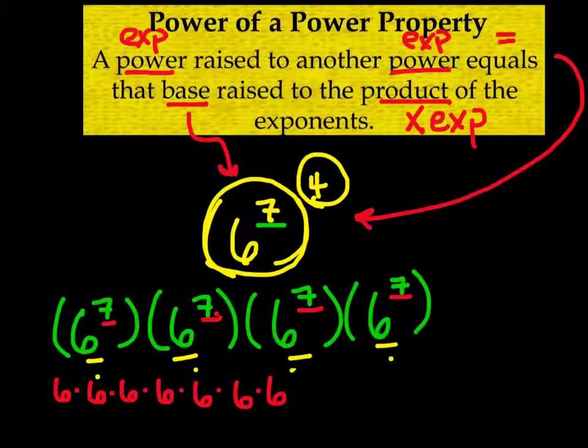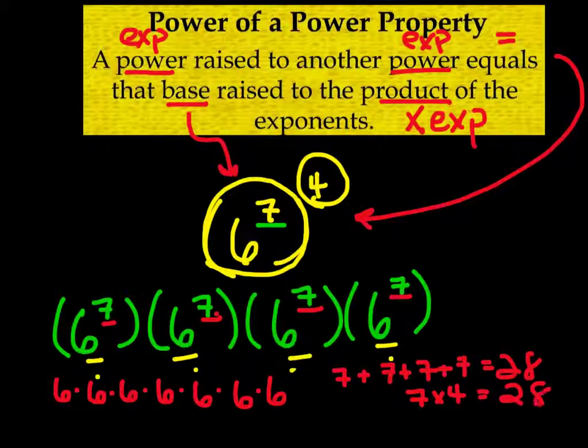So we could follow our last property where we added the exponents, and say 7 plus 7 plus 7 plus 7 equals 28. Another way that can be written is 7 times 4, 7 four times, equals 28. So the answer to this particular problem of 6 to the 7th raised to the 4th power is 6 to the 28th power. So let's practice this power of a power property.